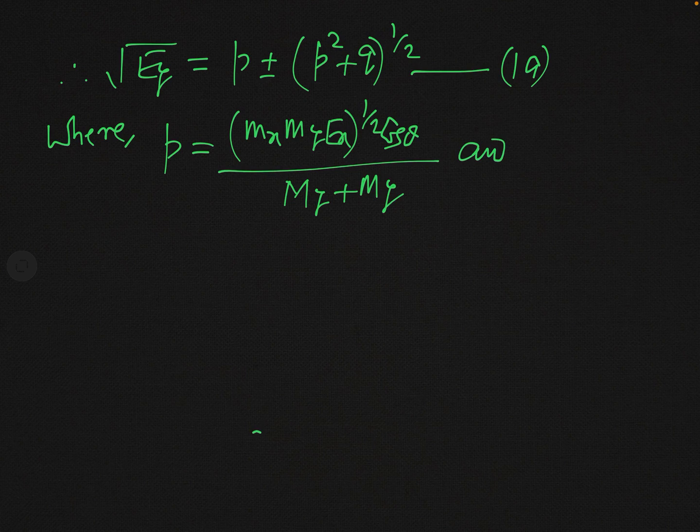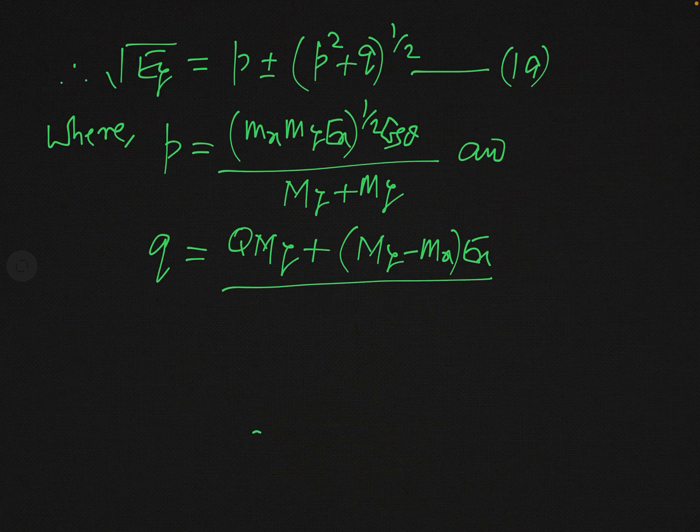and this q has been written at the place of this qmy plus my minus mx into ex divided by my plus my. Let us say this is equation 2. So these are the values of P and Q. So you have seen that the Q value equation can be expressed as a quadratic equation in root over Ey.